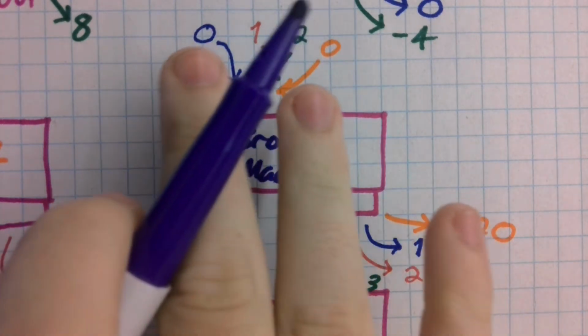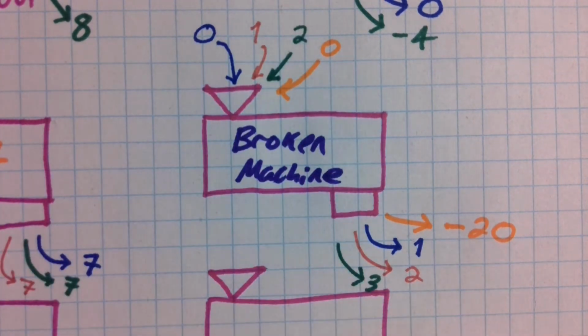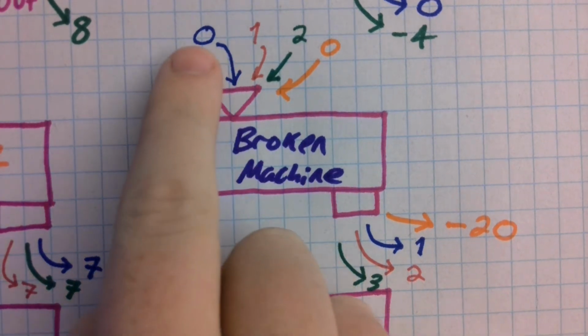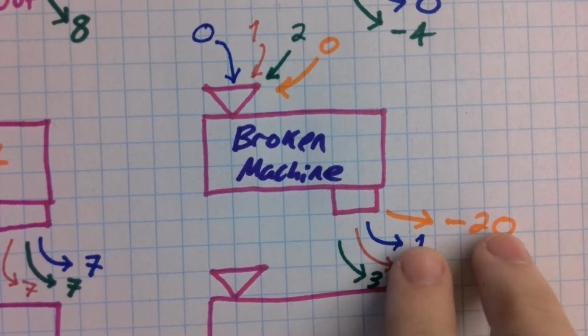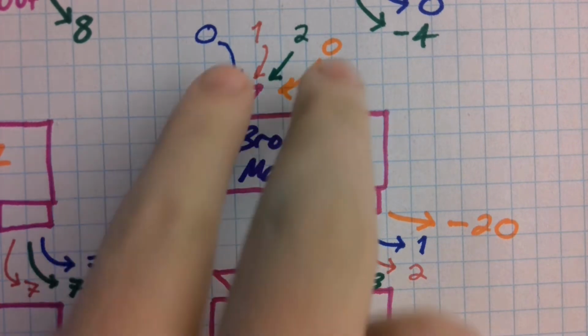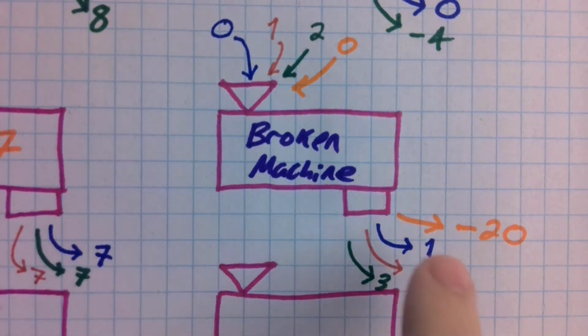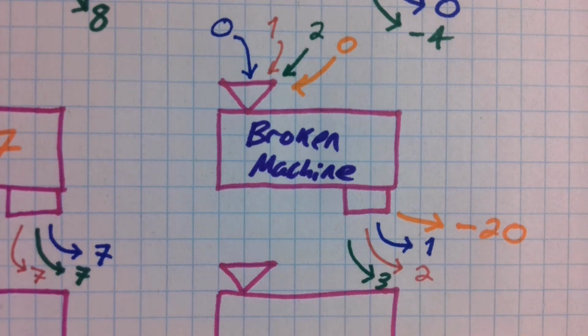For instance, when we plugged in 0, we got 2 different results. Imagine if you go to a restaurant, you order the number 0 combo, and the first time you get it, it's a cheeseburger. The second time you get it, it's a pile of radioactive sludge. That is a broken restaurant. A broken machine is one where, when you put in the same input, you get 2 different outputs. In other words, when we plugged in 0, we got 1, but we also got negative 20.